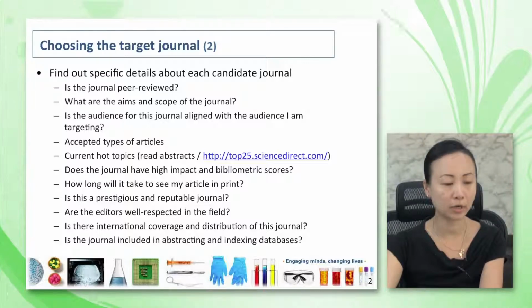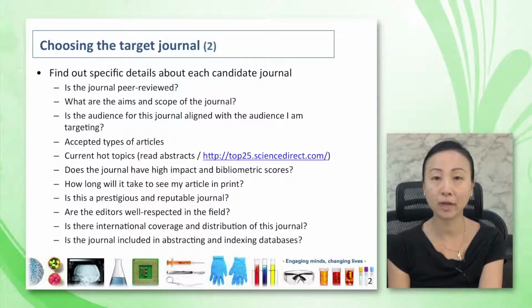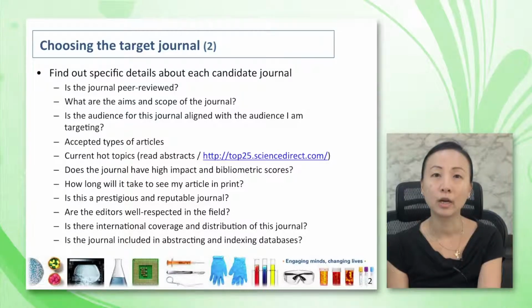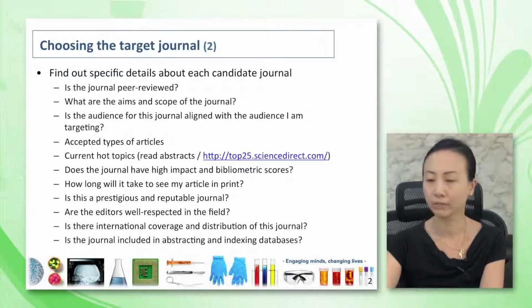So you need to have a clear idea on the sector of readership or the community for which your paper is meant, and the interest of your audience. Also, consider whether your paper is of local or international interest, as this will affect whether you should submit your paper to a local or a regional or even an international journal.